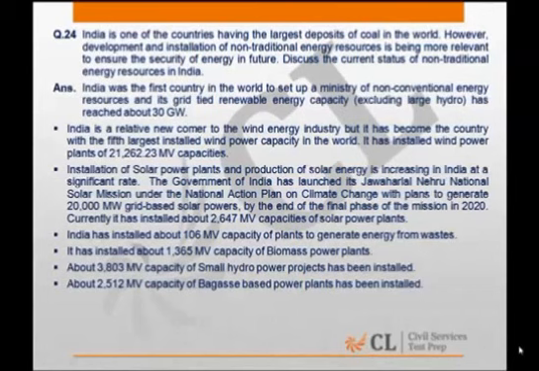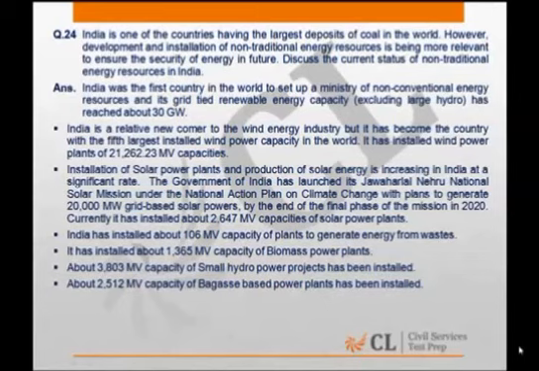Question number 24. India is one of the countries having the largest deposits of coal in the world. However, development and installation of non-traditional energy resources is more relevant to ensure the security of energy in future. Discuss the current status of non-traditional energy resources in India.